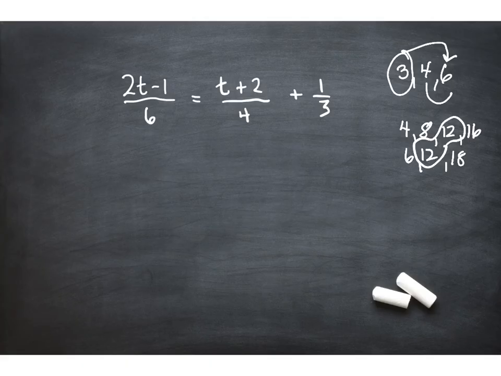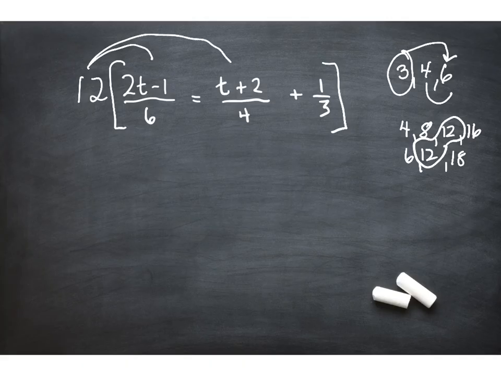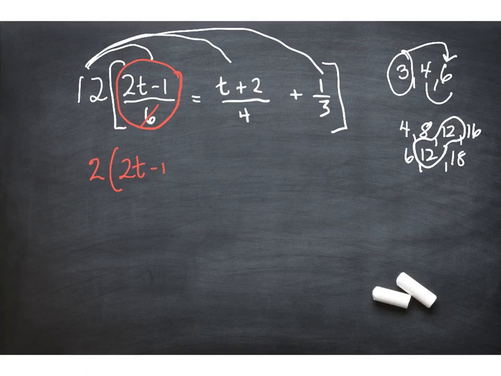So let's multiply 12 by the whole equation. Now remember to distribute it to each term. And when you multiply 12 times this term right here, you're really just canceling it with the denominator, right? How many times does 6 go into 12? It's 2 times 2t minus 1. So you have to remember to then distribute the 2 into the binomial that's inside. All right, so be careful about that.